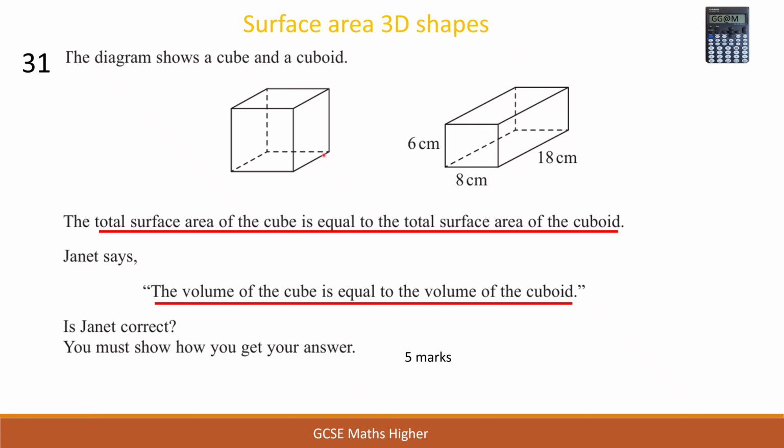And then you can work out the volume of both the shapes, and you've got to see whether they are equal. You've got to say, is Janet correct? And you've got to show your answer. So you've got to show your working in order to get the full mark.